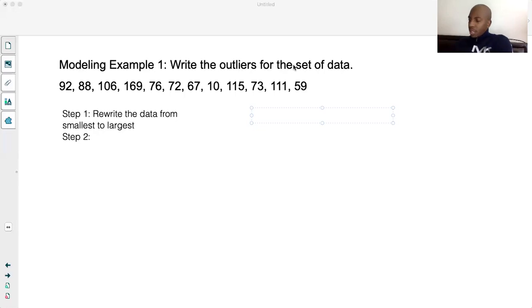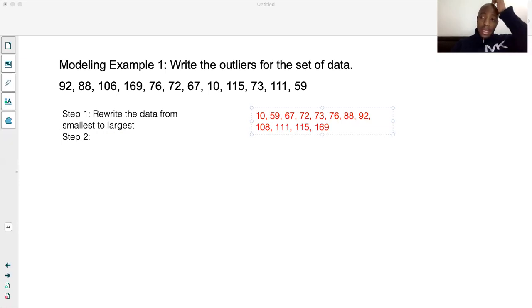When I look at the numbers that I'm given over there, I see, okay, I have 10. 10 is the smallest number that we have. The next number coming up is 59. Then it's 67, 72, 73, 76, 88, 92, 106, 111, 115, and finally 169.